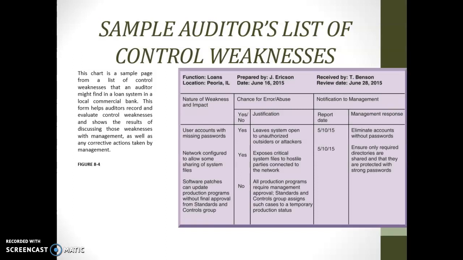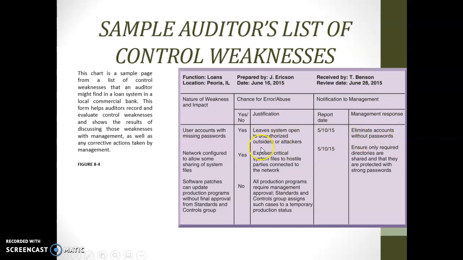So this is a sample of auditor's list of control and weakness. Kalau kita tengok dekat sini, this is the nature of weakness and impact. Okay, user account with missing password. Okay, chances for error, maknanya leave system open to unauthorized outsiders or attackers. So, apa management response, dia akan eliminate account without password.